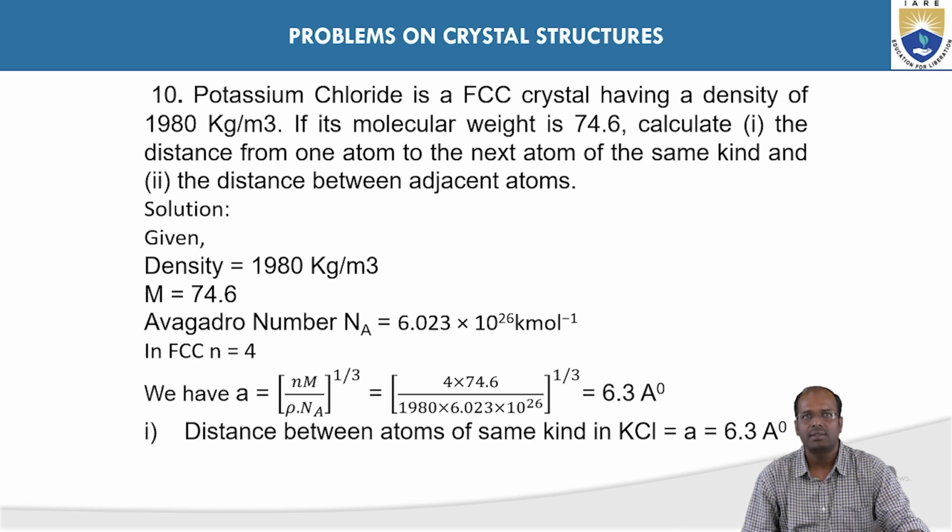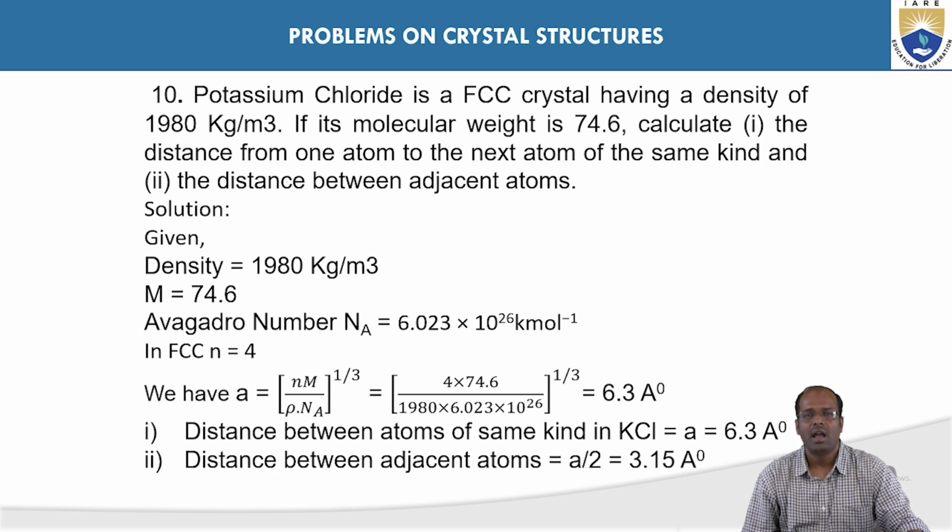Now the second one, the distance between the adjacent atoms, is R is equal to A by 2. So A by 2 means 6.3 divided by 2, and we get 3.15 angstrom. That's all.